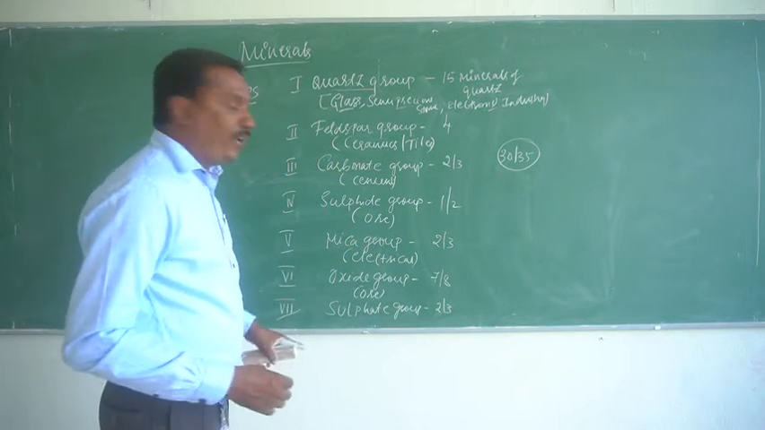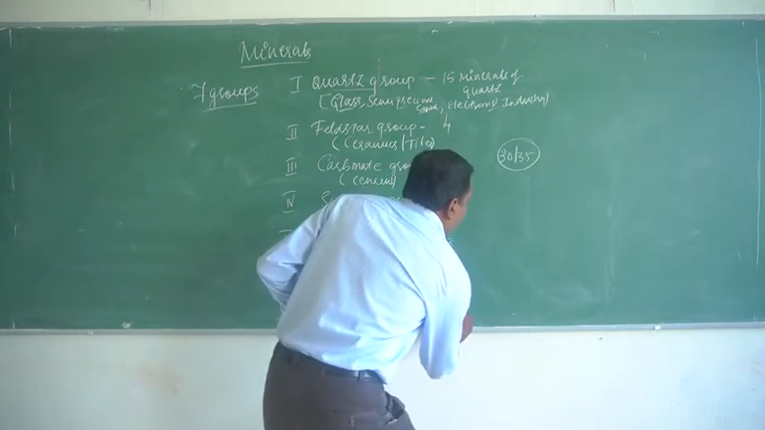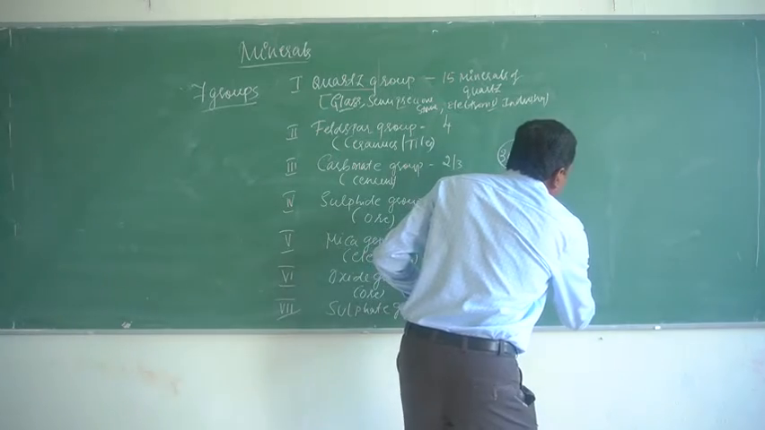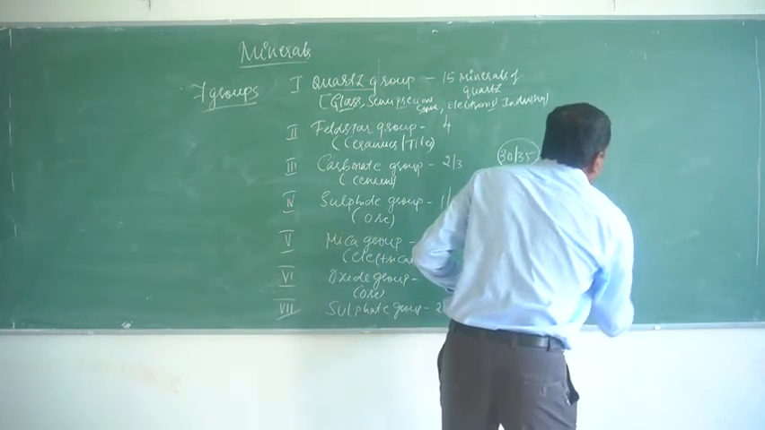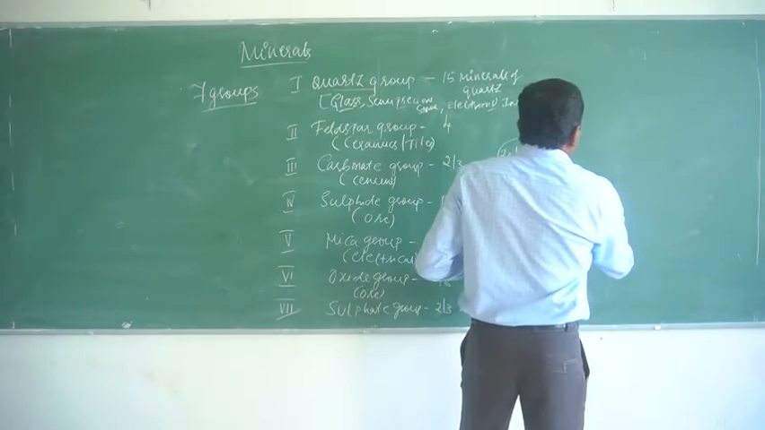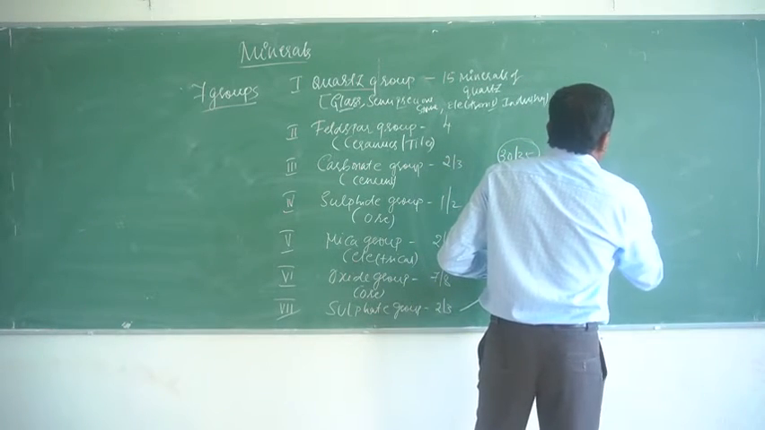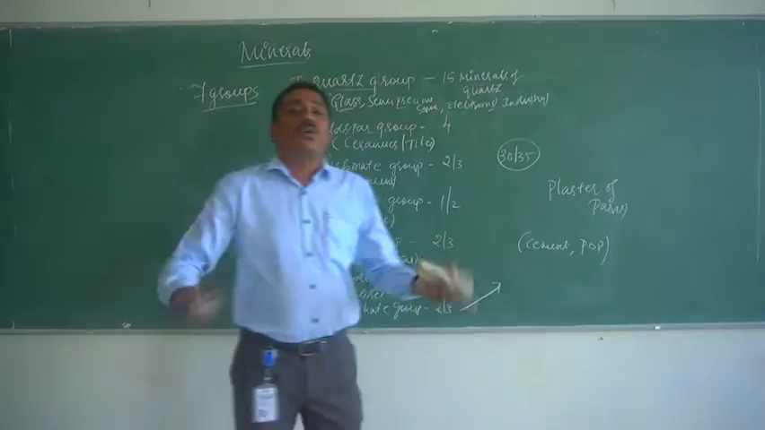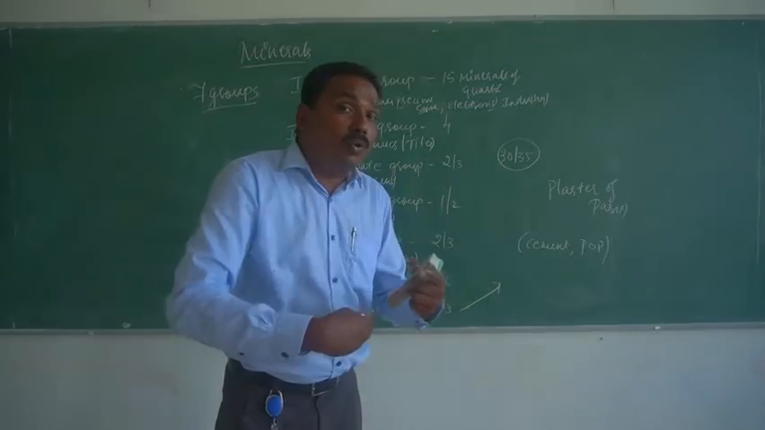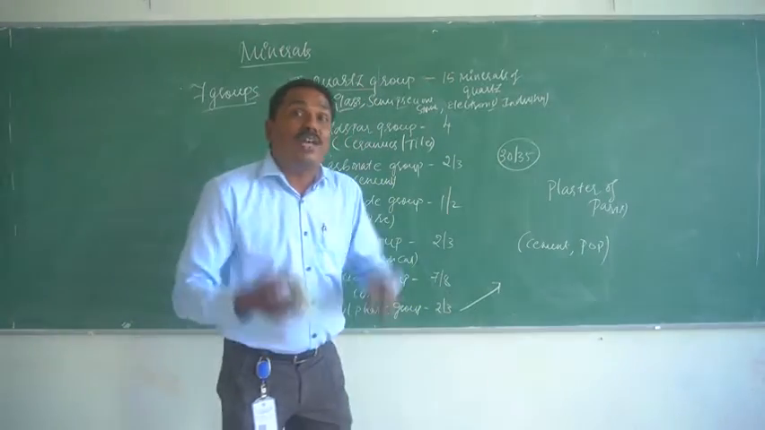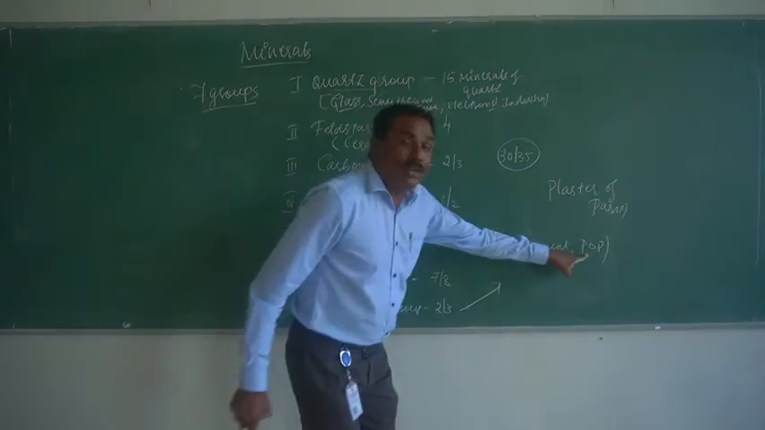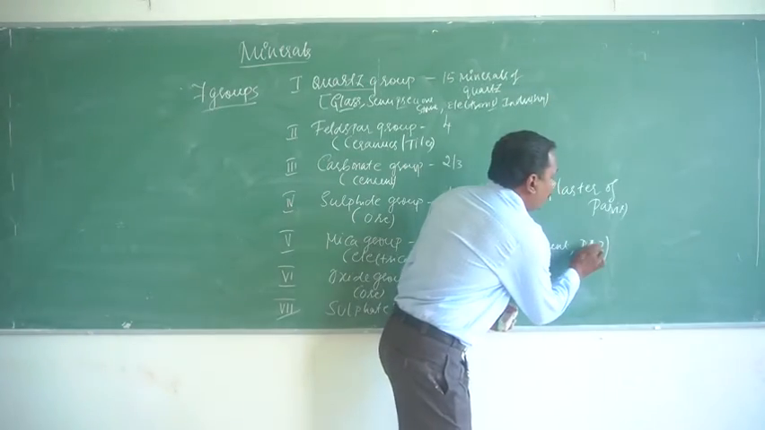And finally, the sulfate group. This sulfate group is being used in cement and POP. POP is nothing but plaster of Paris. See, if someone gets injured and the bones are broken, what will they put? They will put plaster of Paris. Where is the raw product coming from? The raw product is coming from the sulfate, which is being used as POP. That is called POP.